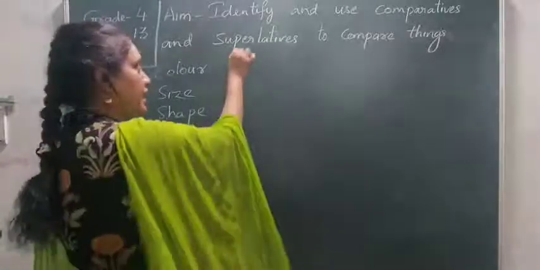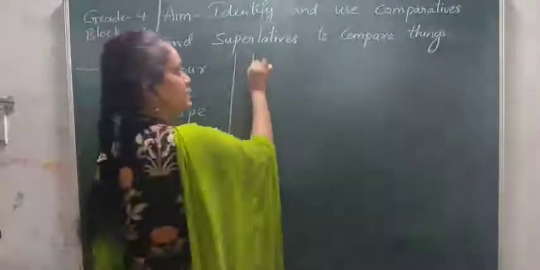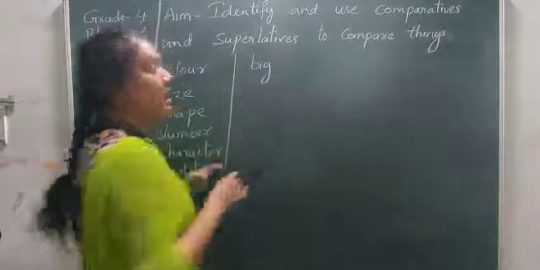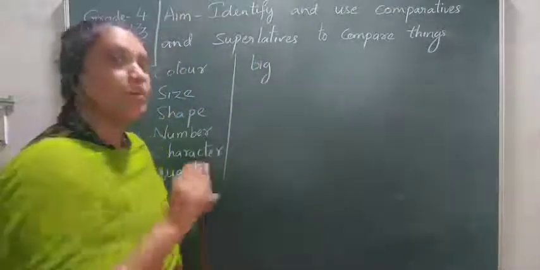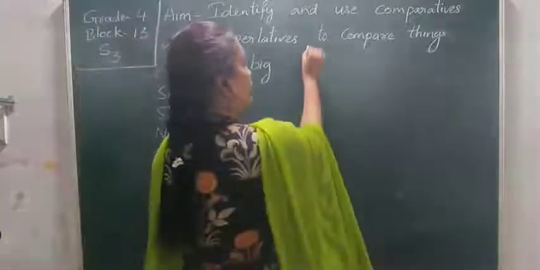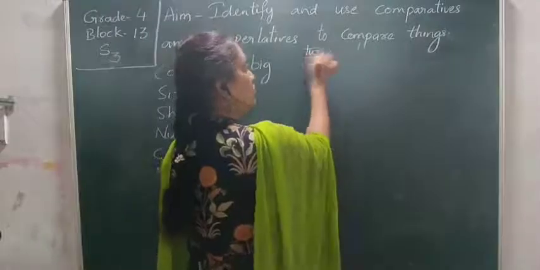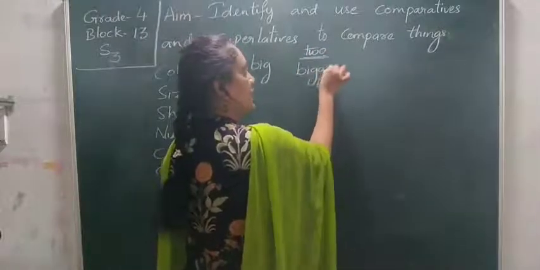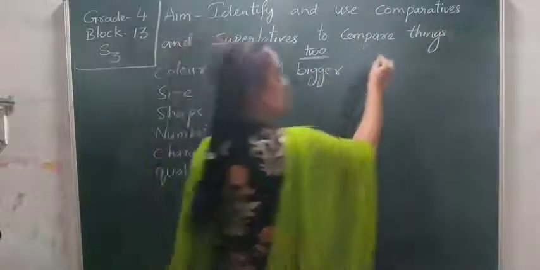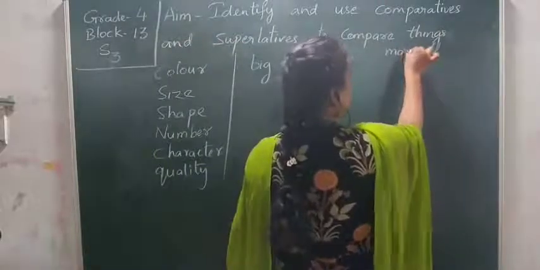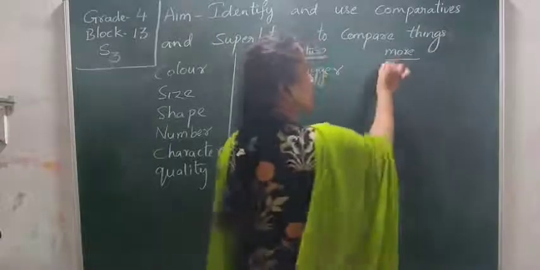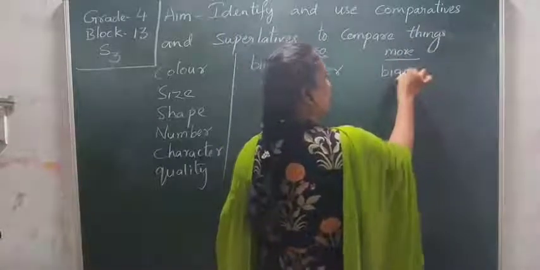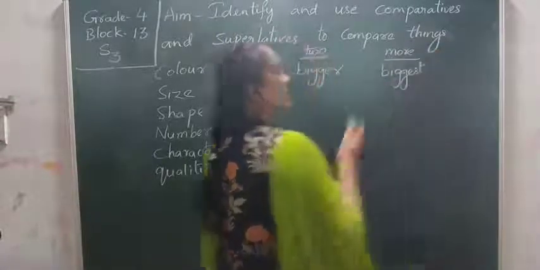See, if we take a size, how the size is, we say big. When we are comparing between 2 things, we add er. If it is between only 2 things which we are comparing, then we use bigger, B-I-G-G-E-R, bigger. And if it is between more, not only 2 things but more are there, then we say it is the biggest one.